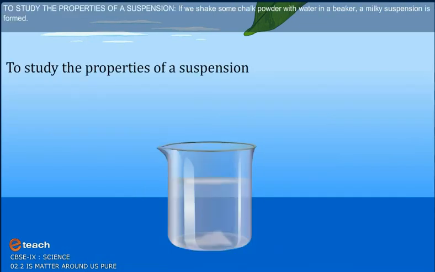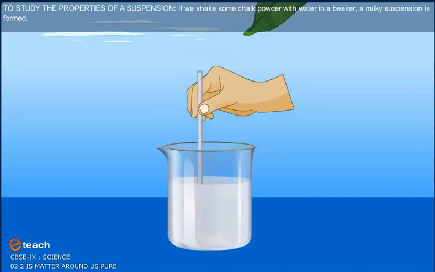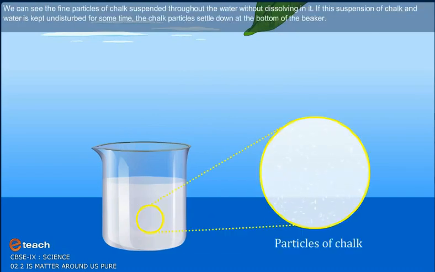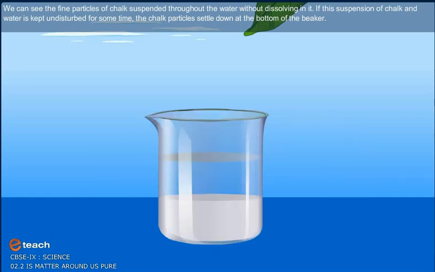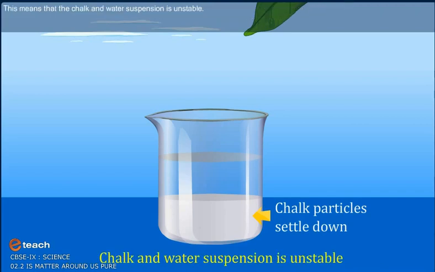To study the properties of a suspension, if we shake some chalk powder with water in a beaker, a milky suspension is formed. We can see the fine particles of chalk suspended throughout the water without dissolving in it. If this suspension of chalk and water is kept undisturbed for some time, the chalk particles settle down at the bottom of the beaker. This means that chalk and water suspension is unstable.